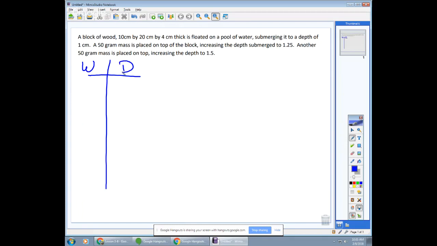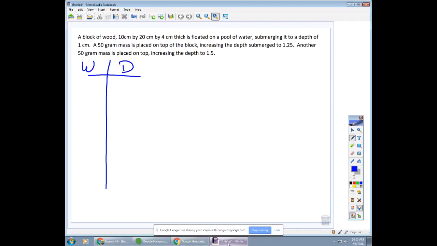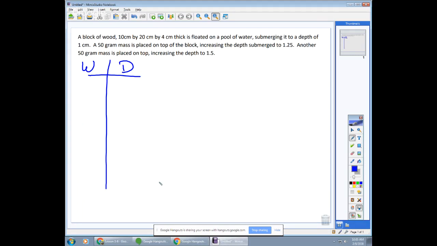And let me double check the question we're supposed to answer before I continue. Find a linear model for the depth of the block in terms of the mass. So I have my columns backwards. So given the mass, we want to figure out what the depth's going to be. So the depth should be my Y. What did I do? Oh yeah, no, I wrote it that way. Yeah, weight is my X, depth is my Y.